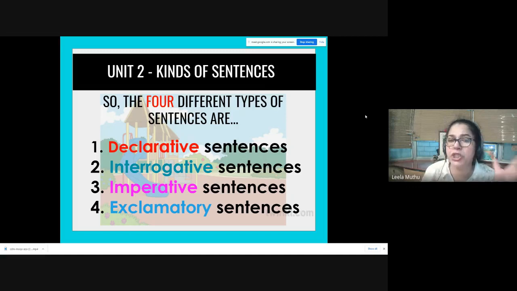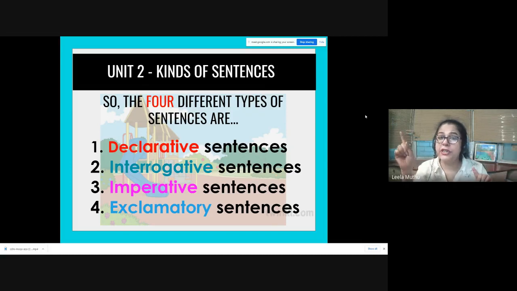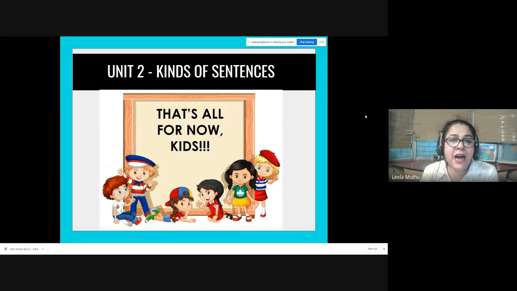So again, a repetition. The four different types of sentences are declarative sentence, interrogative sentence, imperative sentence, which is an order, a request, advice, or blessings, and an exclamatory sentence, which basically conveys strong emotions. Declarative sentences give information, state a fact, or are proverbs. Interrogative sentences ask for information by asking questions, ending with a question mark. Okay, so I hope you have understood.